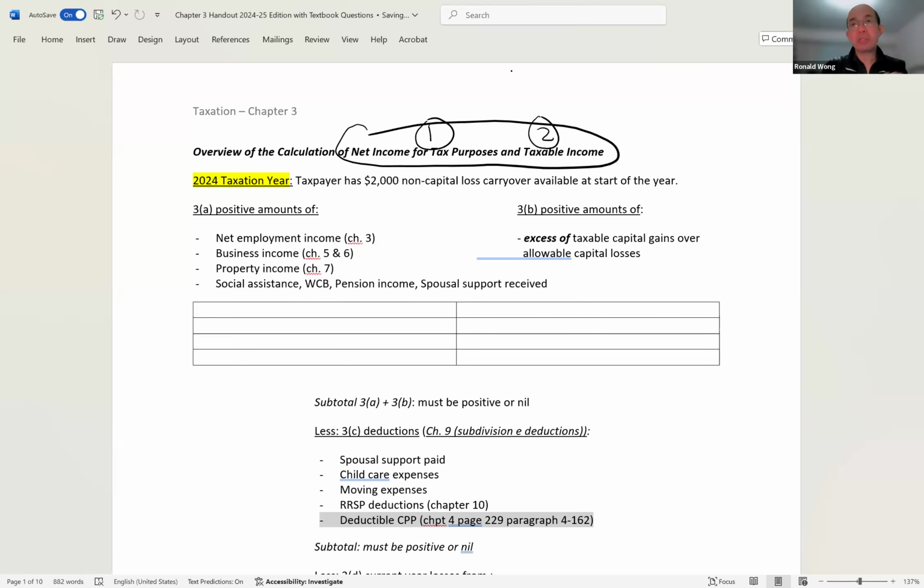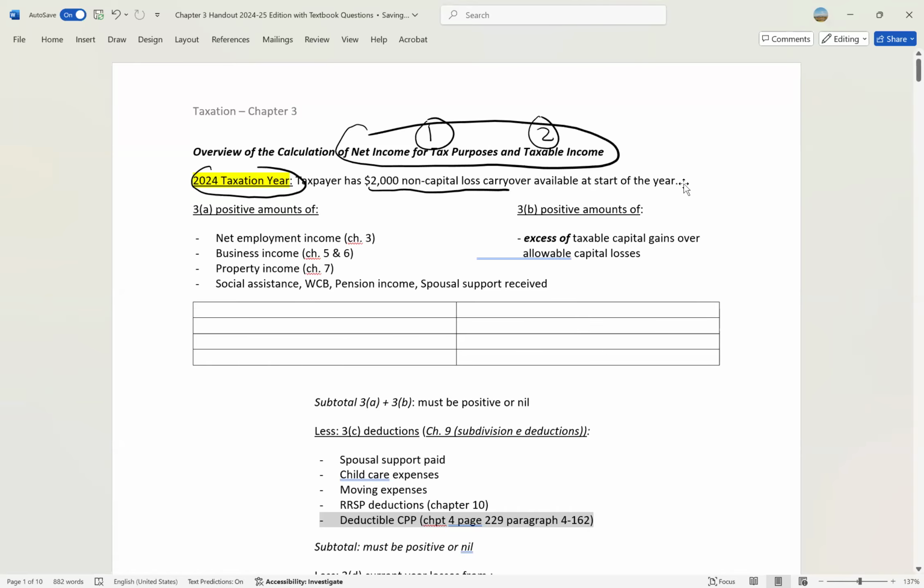So why don't we just go through a simple example on this first page here before we jump into the new material for chapter 3. Net income for tax purposes is the first calculation that we need to do. So let's say we have the 2024 taxation year, and let's say that at the beginning of the year, this taxpayer has a $2,000 non-capital loss carryover.